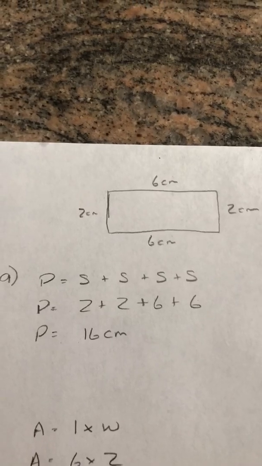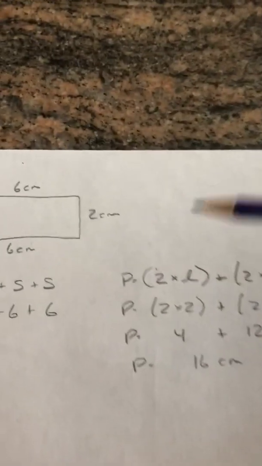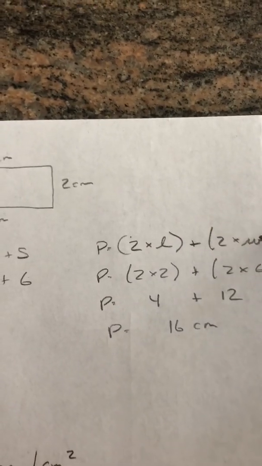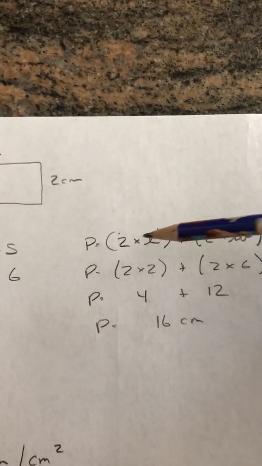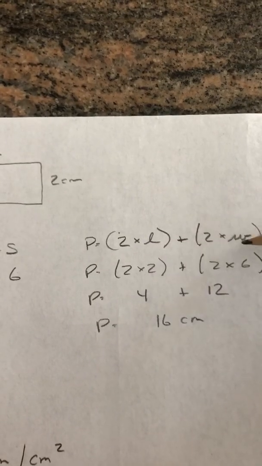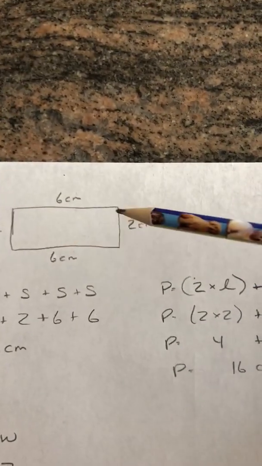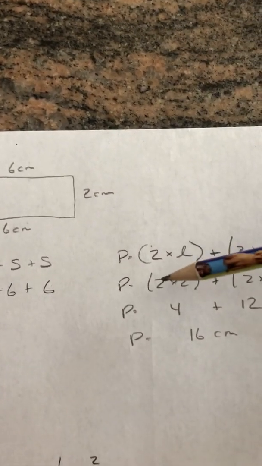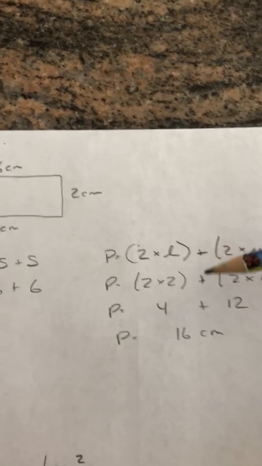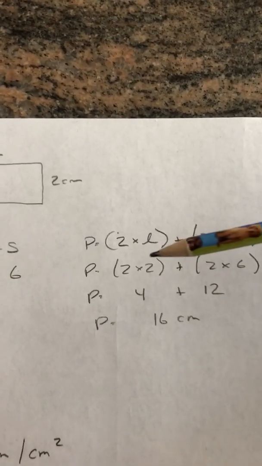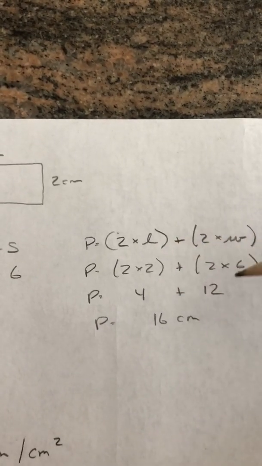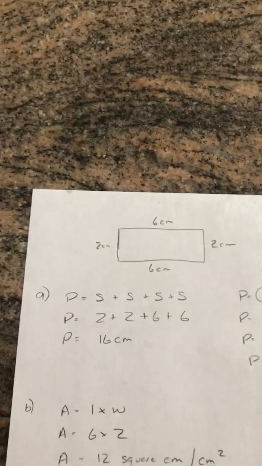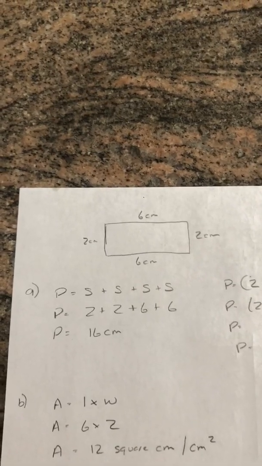Now another formula you can use for a rectangle would be perimeter equals 2 times the length plus 2 times the width. We can use this because we know the two lengths are the same and the two widths are the same. That's how we ended up figuring out the opposite sides being congruent. So in this case, I can do 2 times 2 plus 2 times 6. 2 times 2 is 4, 2 times 6 is 12, 4 plus 12 is 16 centimeters. So the perimeter of our rectangle is 16 centimeters.